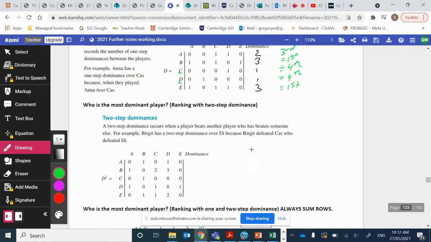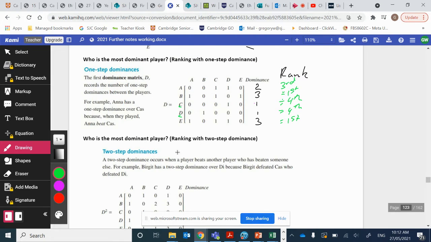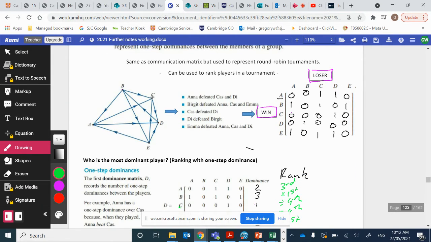And that's what we get with two-step. With two-step dominance, if we beat, C has beaten D, right? But D has beaten B. So what that means for C, it will have two-step dominance over B because it's beaten D who's beaten B. And that'll add to that ranking. And the same for E. Well, E, because it's beaten D, that'll also have two-step dominance over B because it's beaten D who's beaten B. So we factor that in.